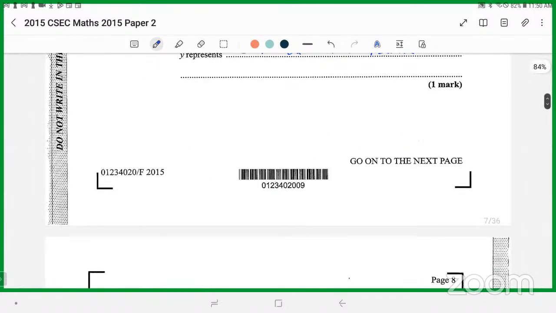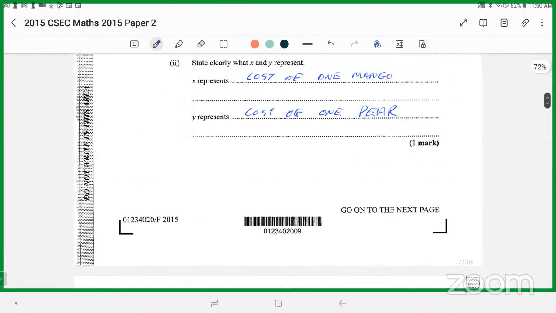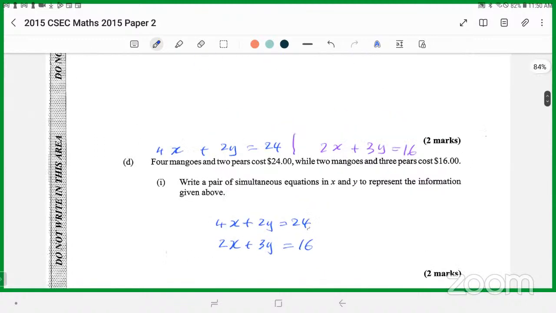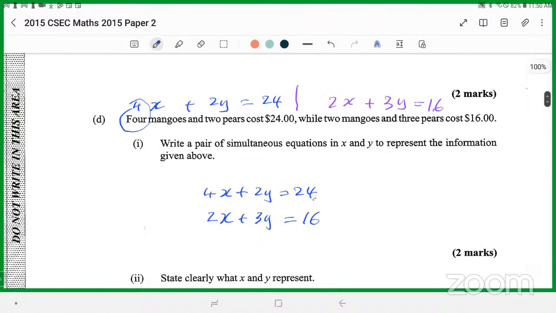They just put mango and pear. Never did notice they have put on price. No. You have to put that it is the cost. You have 4 is the number of mangoes. So 4 mangoes and 2 pears cost $24. Right? Then X has to be the cost of a mango. 4 times the cost of 1 mango plus 2 times the cost of a pear totals $24.